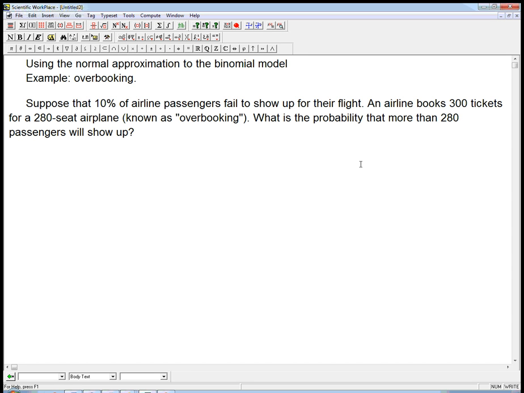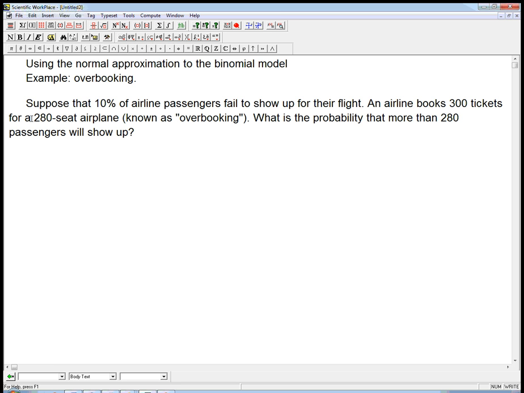Here's a quick example of using the normal approximation to the binomial probability model. A very practical example: overbooking on an airplane. Suppose that on average, or typically, 10% of airline passengers fail to show up for their flight. Or maybe for this particular flight on this particular airline, they've observed that 10% of airline passengers fail to show up. So they've got a 280-seat airplane.